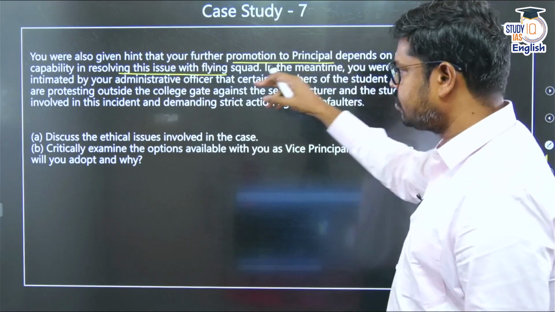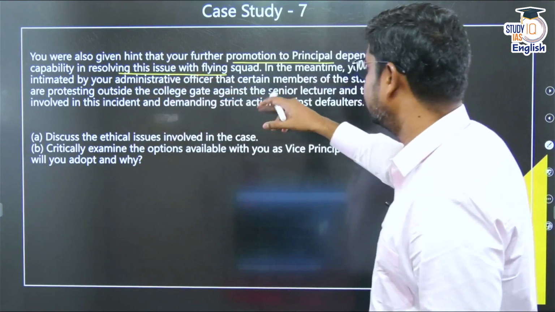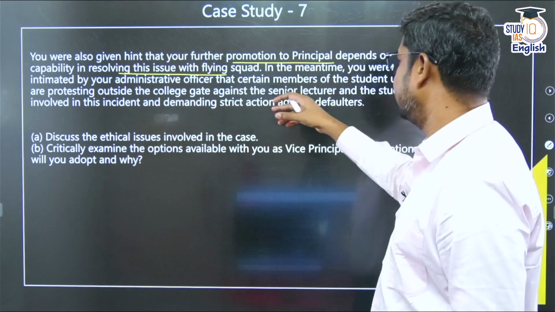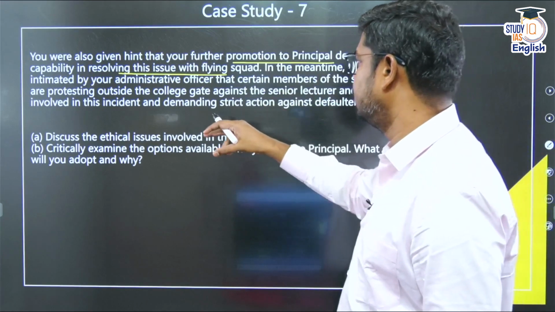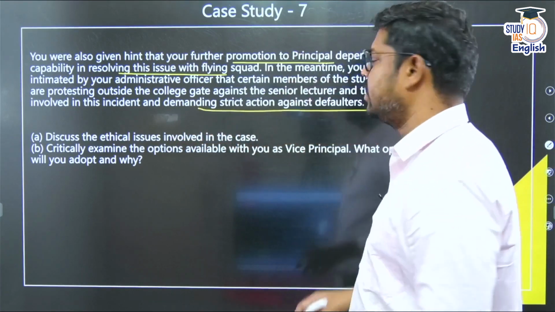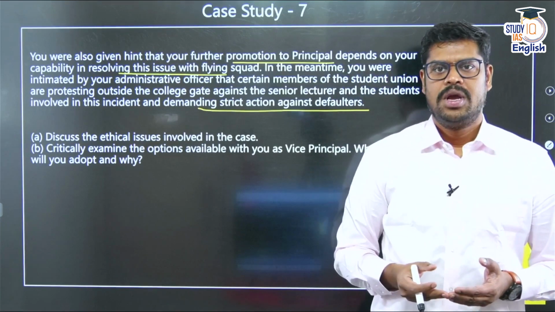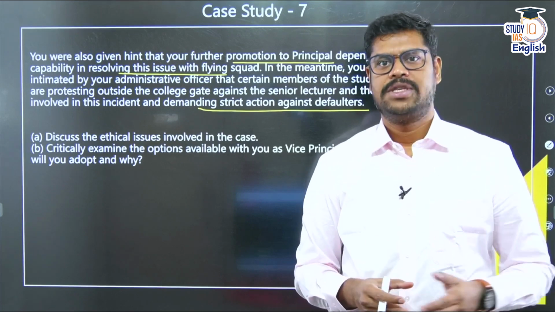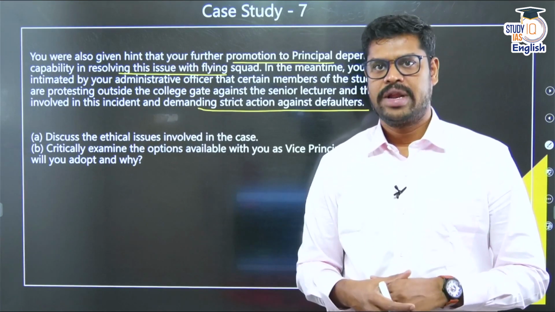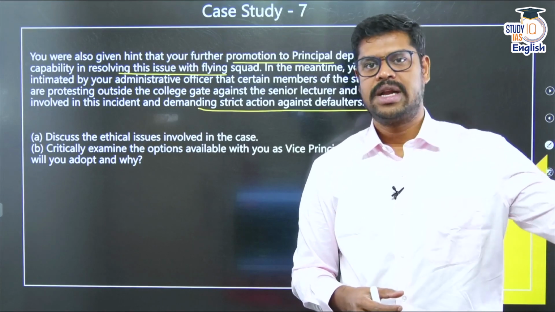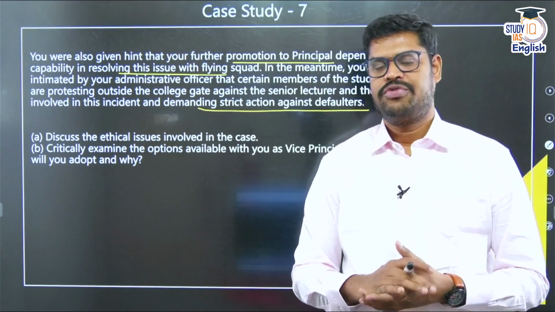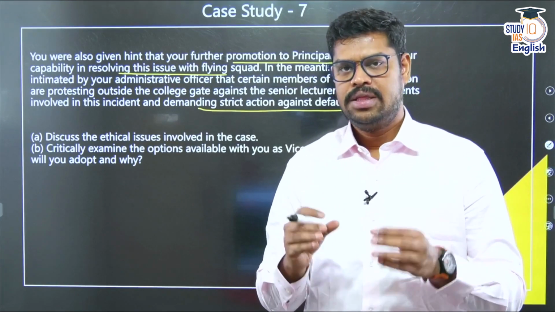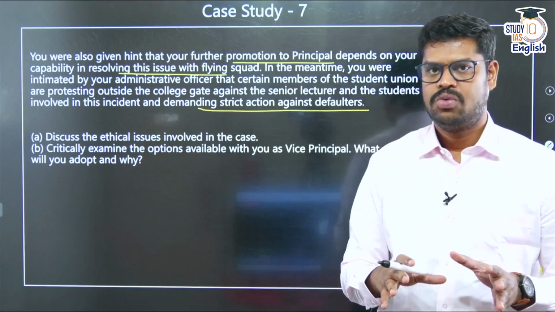In the meantime, you were intimated by your administrative officer that certain members of the students' union are protesting outside the college gate against the senior lecturer and the students involved in this incident, demanding strict action against the defaulters. That is natural, because it is an injustice to the students who have followed the rules and regulations. An examination is a merit-based process, and when somebody follows unfair means, it is an injustice to the other students who have followed fair practice. So in this scenario, as a vice principal, what are you going to do?